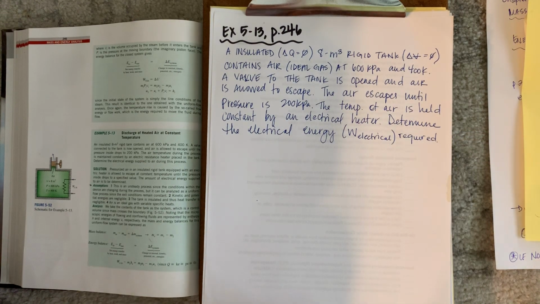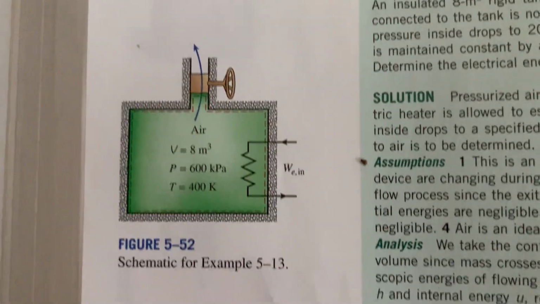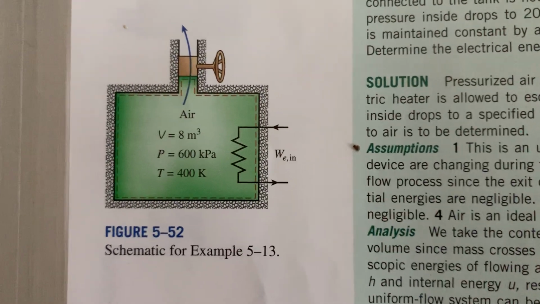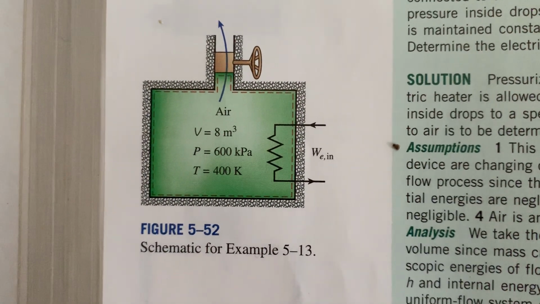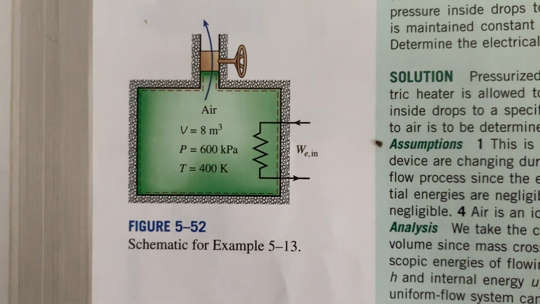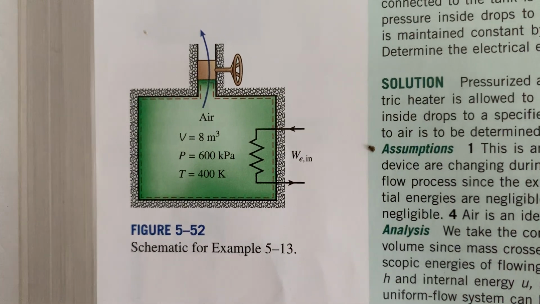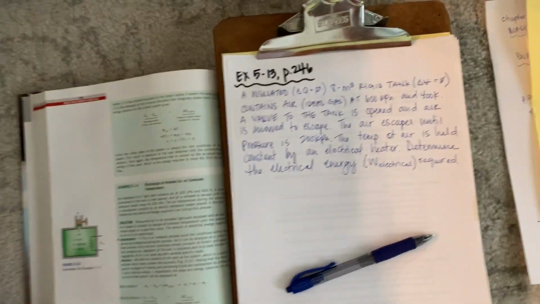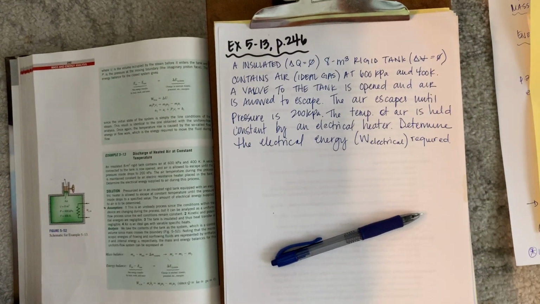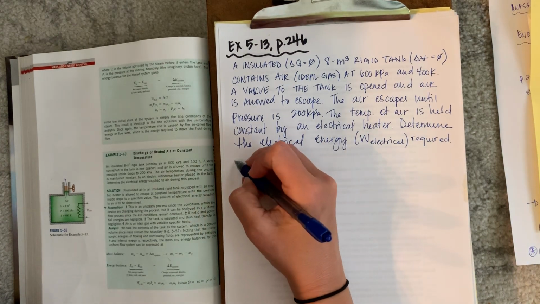All right, so we have a model of this problem in the book where we have a rigid insulated tank that has a valve at the top that's open, and it allows air to escape until the pressure is at 200 kilopascal. Our temperature and our volume do not change, and we don't have any heat transfer since this is an insulated tank.